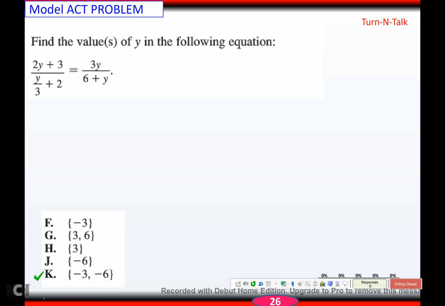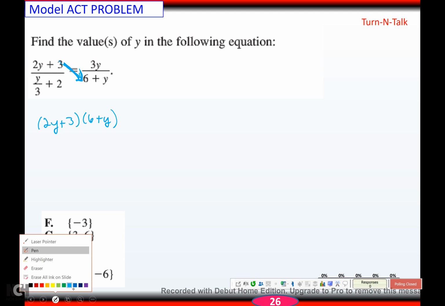And hopefully you got it. It says find the values of y in the following equation. You could do lots of different things here. When I see a fraction equal a fraction, I'm gonna cross multiply. There's a theorem that says this is a proportion, and to solve a proportion, the rule is the product of the extremes has to equal the product of the means. Your extremes are always this way. Think of it as skiing downhill. That's extreme. So I would take 2y plus 3 times 6 plus y.